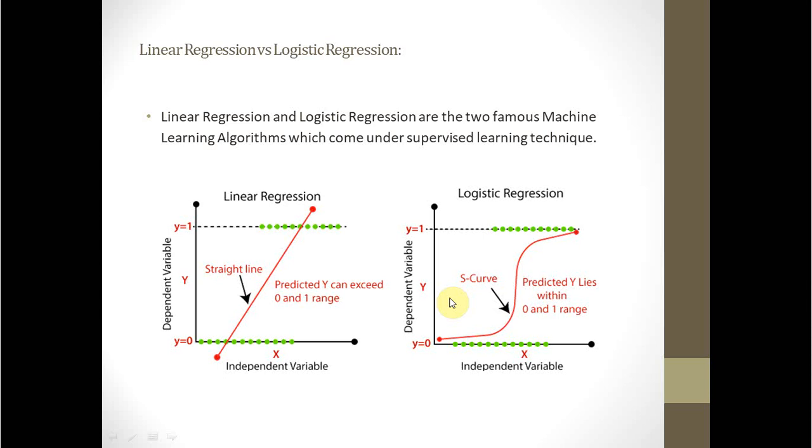In linear regression, the least square estimation method is used for estimation of accuracy, but in logistic regression, the maximum likelihood estimation method is used for estimation of accuracy. The output for linear regression must be a continuous value such as price or age, while the output of logistic regression must be a categorical value such as 0 or 1, yes or no.